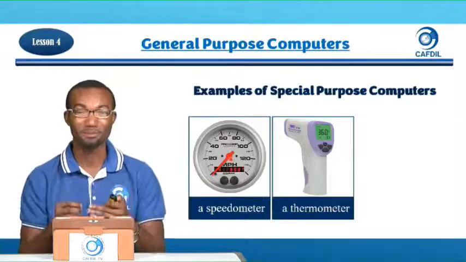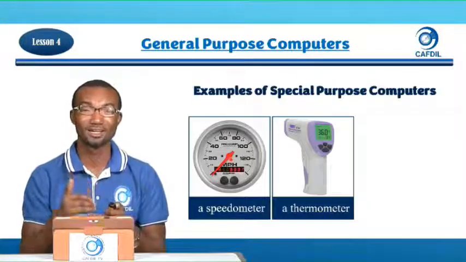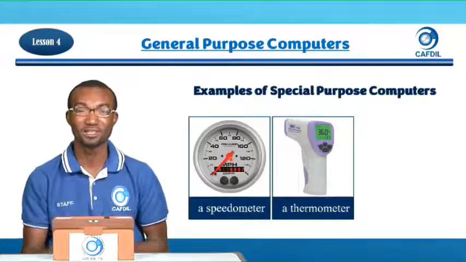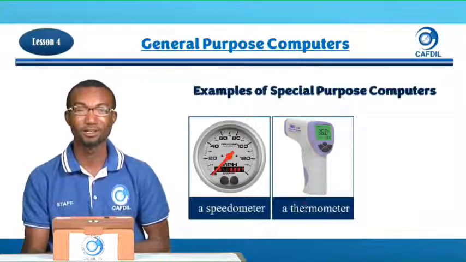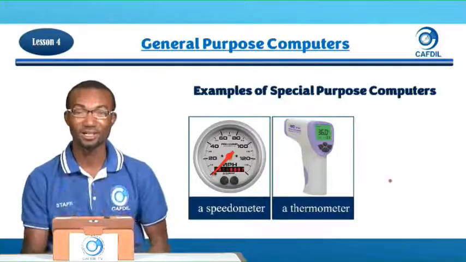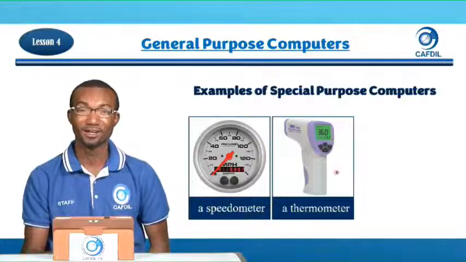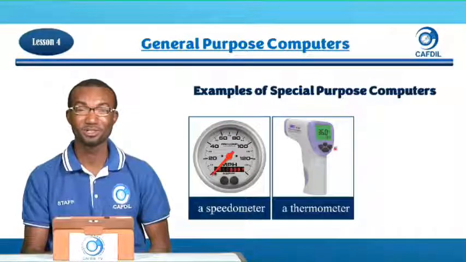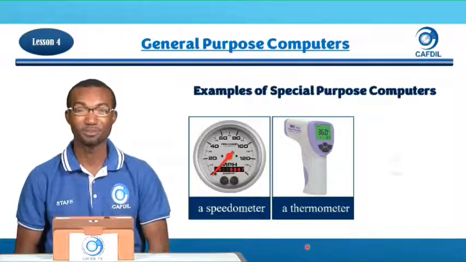So a special purpose computer is used to perform a specific task, and an example is the thermometer that we see here. We can only use this to measure the temperature of an object. This thermometer gun became part of us during COVID. Anytime you want to enter any establishment, they will check your temperature with this thermometer gun. So apart from using it to check temperature, you cannot use it for any other purpose.